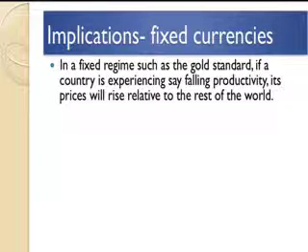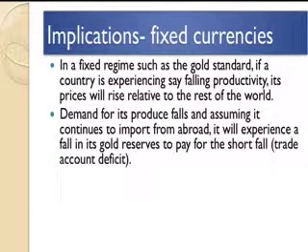Now, implications. In a fixed regime, such as the gold standard or the euro, looking across the euro markets, that's another tutorial, if a country is experiencing, say, falling productivity, its prices will rise relative to the rest of the world, right? Falling productivity, not producing as much, fewer goods, prices will go up, basic Econ 101 stuff. Now, because prices are going up, demand from abroad will therefore fall. And assuming that it continues to import from abroad, the country will experience a fall in its gold reserves to pay for the shortfall, right? This is a trade account deficit on the visibles, or both visibles and invisibles.